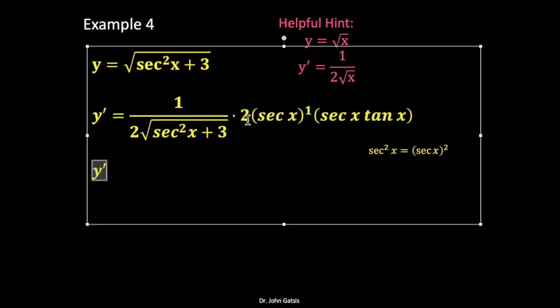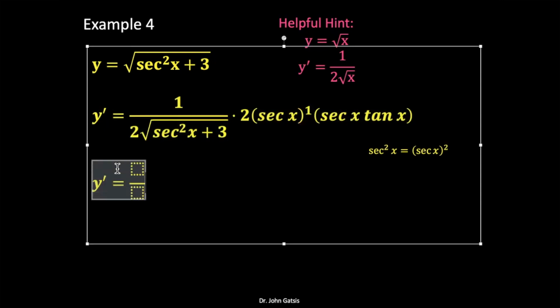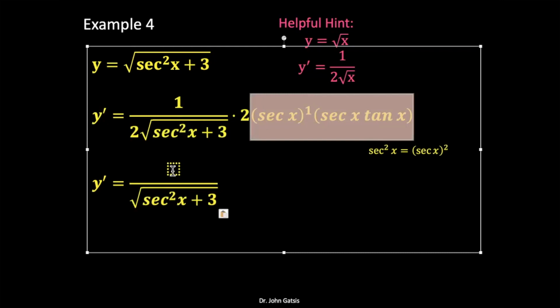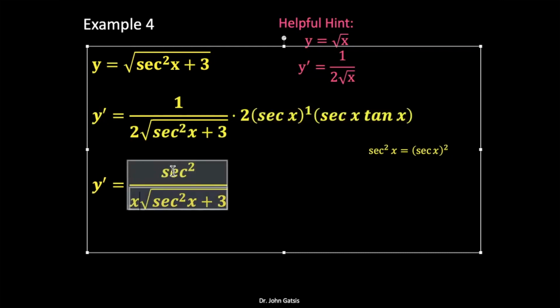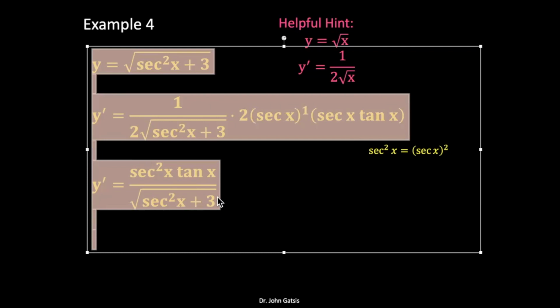Almost there. We can cancel out the 2 here and the 2 there, and ultimately write a single fraction to represent the final answer. I'll just copy that over there, and then we just have to simplify the stuff here. So we have secant x appearing as a square, multiplied by the tan of x, and that represents the final answer.